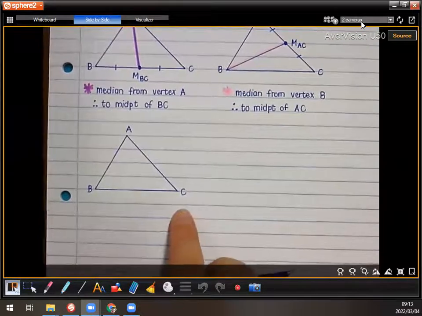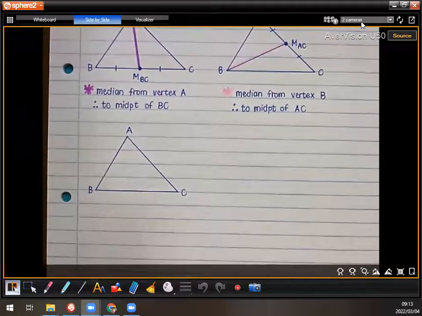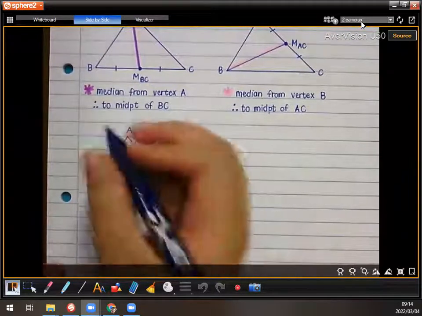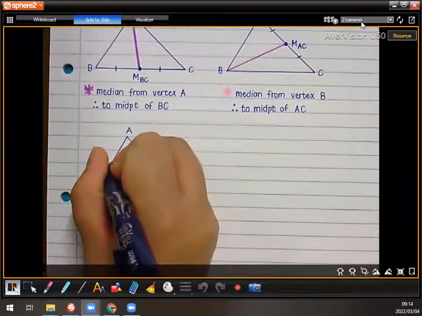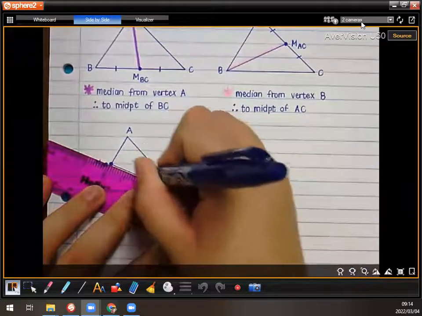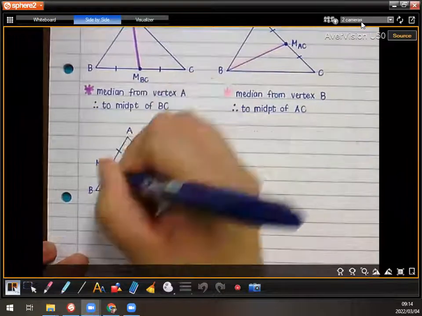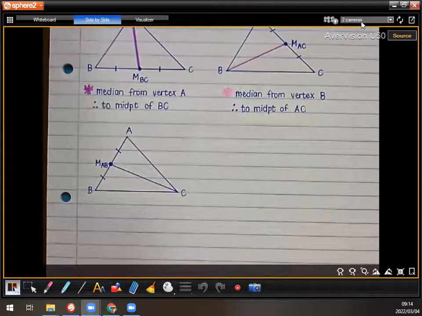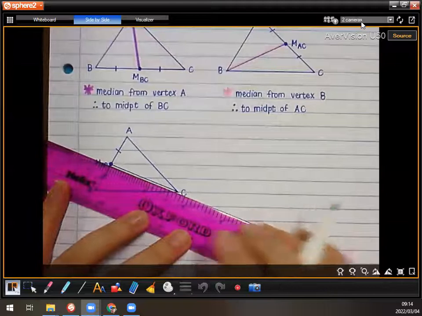Okay, so now we're going to go from vertex C to the midpoint of the opposite side, which is going to be AB. So again, you can just find that midpoint of that line. That is now the midpoint of AB. So let's label it as that. We're going to draw in that line. We are just showing that those two parts are equal.